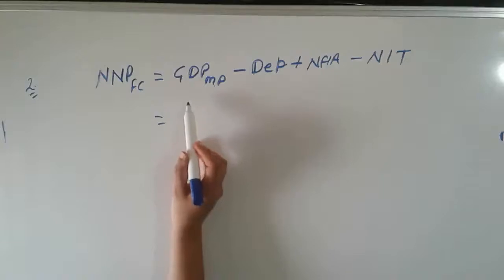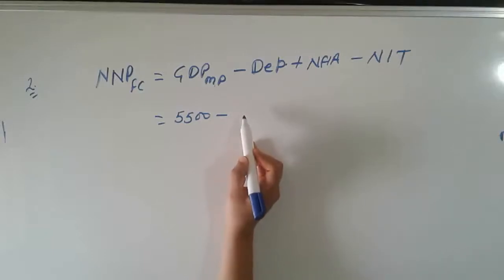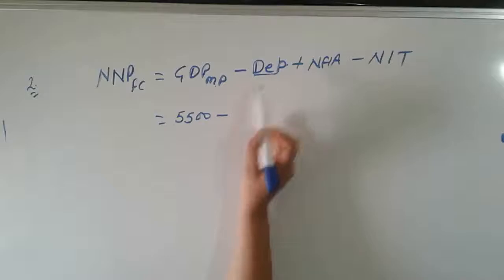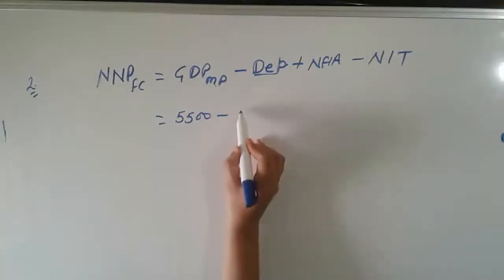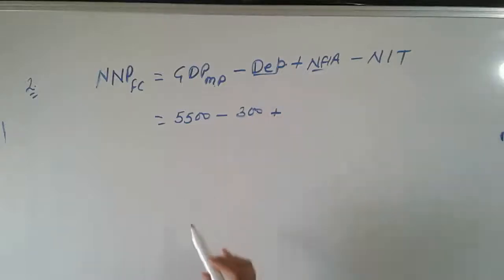In the question, we are given GDP at MP. Depreciation is given directly as consumption of fixed capital. Consumption of fixed capital means depreciation. Depreciation is given as 300, plus net factor income from abroad.